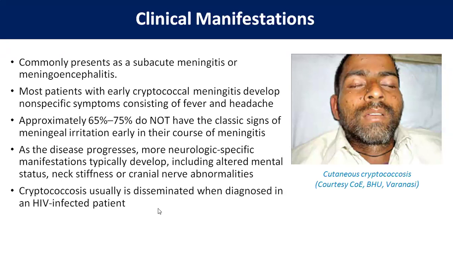As the disease progresses, more neurological specific manifestations typically develop, including altered mental status, neck stiffness, or cranial nerve abnormalities. Now we are talking about the advanced stage, wherein the patient may even succumb at that stage, because in advanced HIV infection with CD4 count less than 200, possibly multi-system involvement is there, and the CNS manifestations are very dominant. So cryptococcosis usually is disseminated when diagnosed in an HIV infected patient.